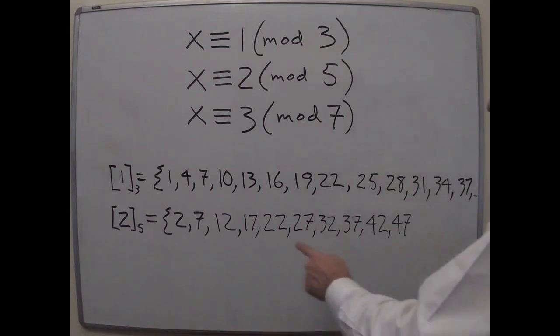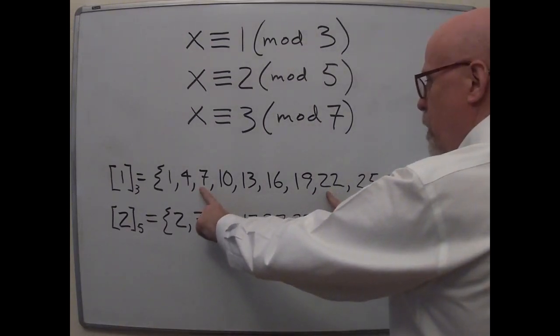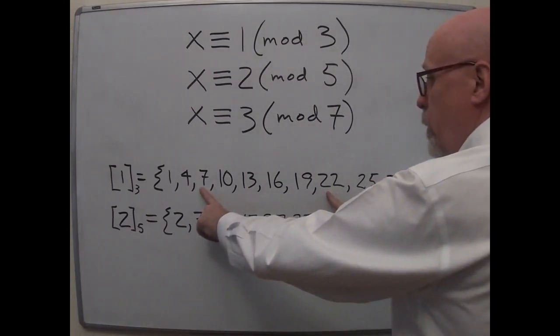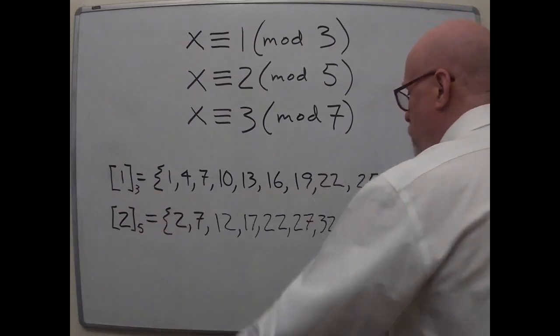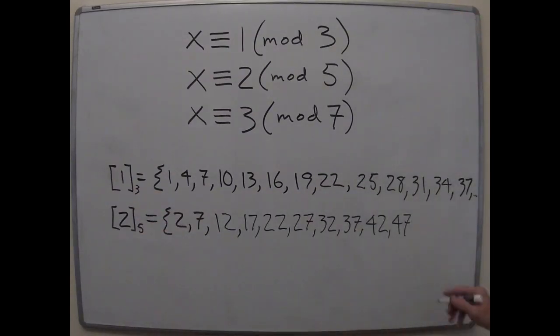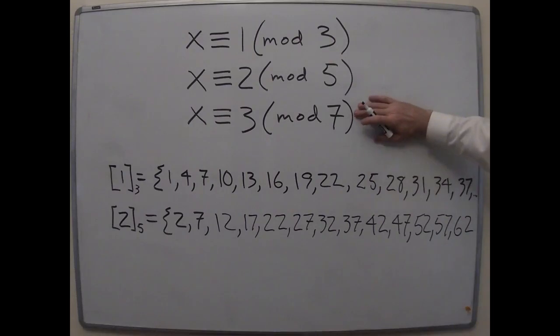How far apart are those solutions? Looks like 15 units, and that's the modulus here. 3 times 5 is 15. Just thought I'd point that out along the way. 52, 57, etc. I guess 62 is enough. Now I also want to sort of list the things that are 3 mod 7.